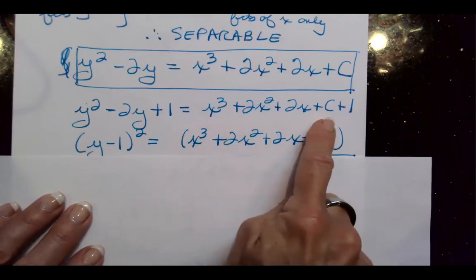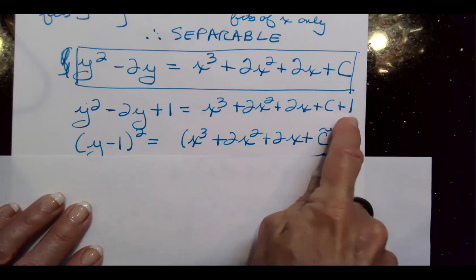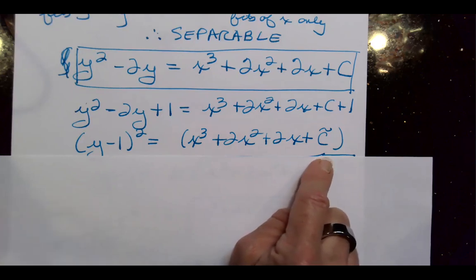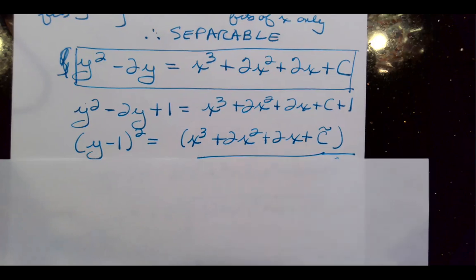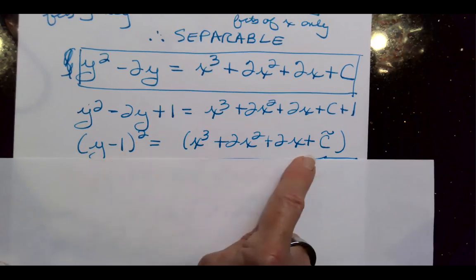On the right, I have whatever I have, but notice that c is an arbitrary constant, so c plus 1 is another arbitrary constant. Let's just call that c tilde. As we get used to doing this more and more, replacing arbitrary constants, we won't even rename them. We'll just call it c, c, c, because unless it's specified, it doesn't really matter what you call it. Okay, so now we have this written as (y minus 1) squared is equal to this.